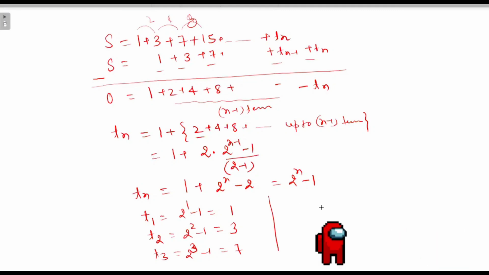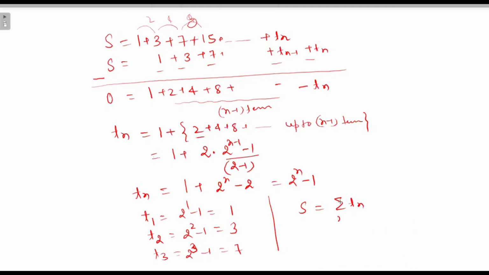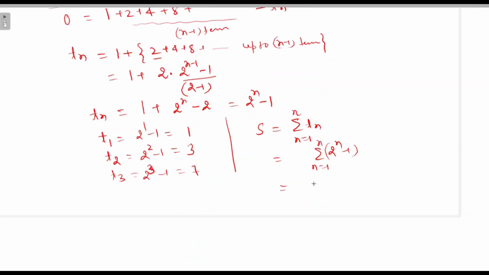So what I'm supposed to find is sigma Tn, n equals 1 to n. This is what I'm supposed to find. So all it means is that I need to find sigma of 2 to the power n minus 1, for n equals 1 to n. And then from here on, I can split it and say that this is sigma 2 to the power n minus sigma 1, both for n equals 1 to n.